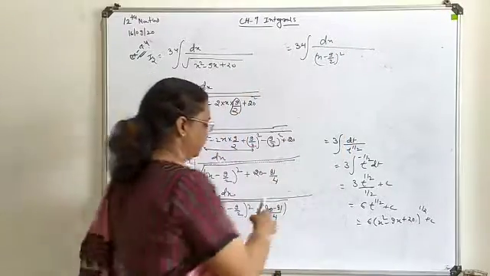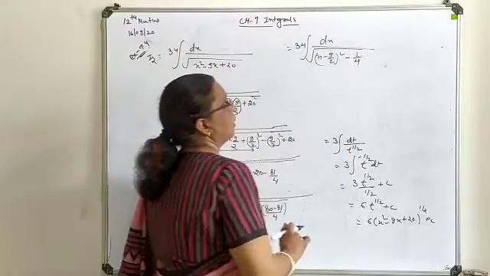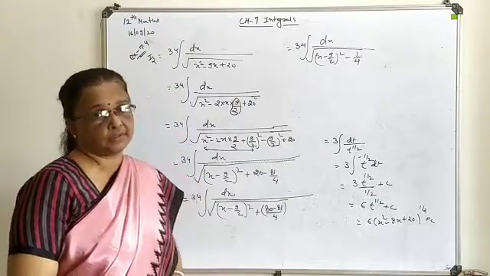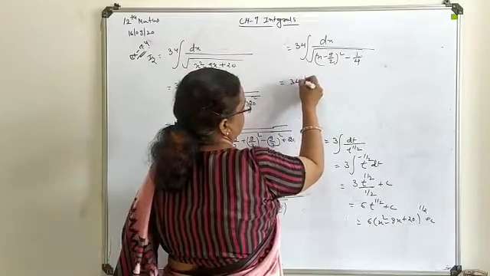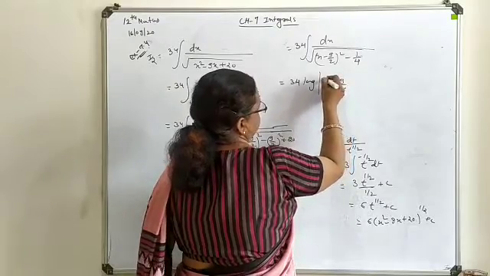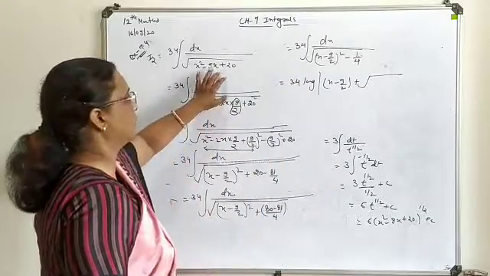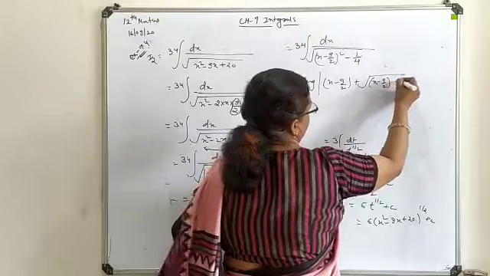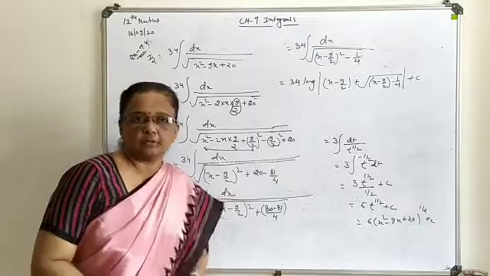minus 1 left with you. Now your question is turned into the form 1 upon under root x square minus a square. So that formula we are knowing, that is 34 log x minus 9 upon 2 plus this question itself, or this form also you can write it. So this is the second integration we are having.